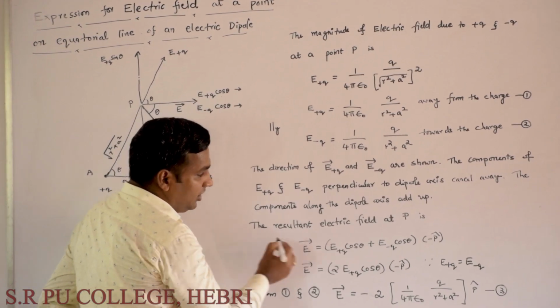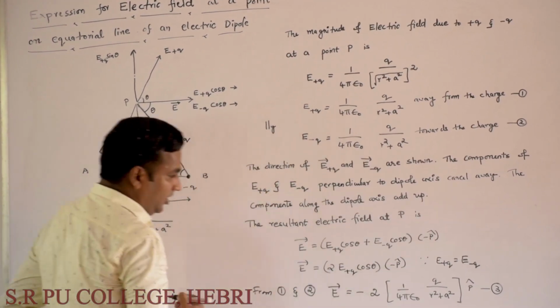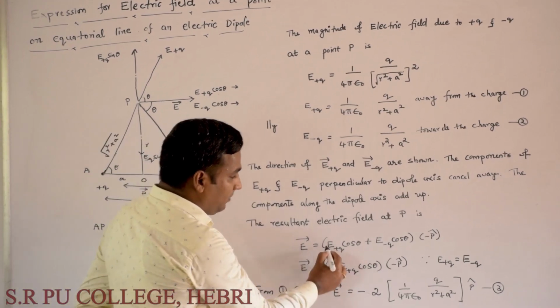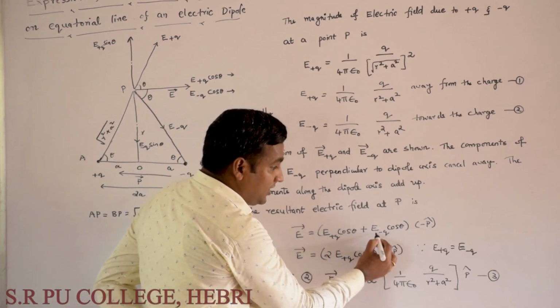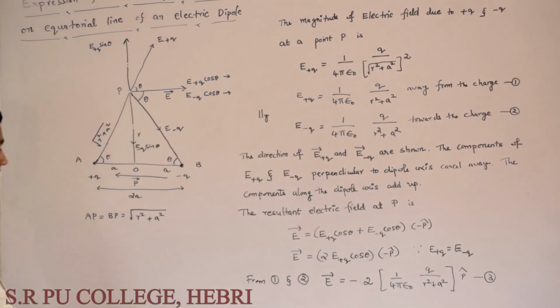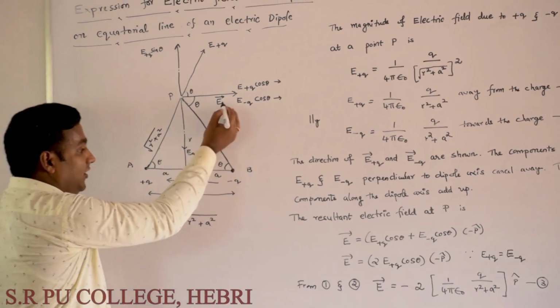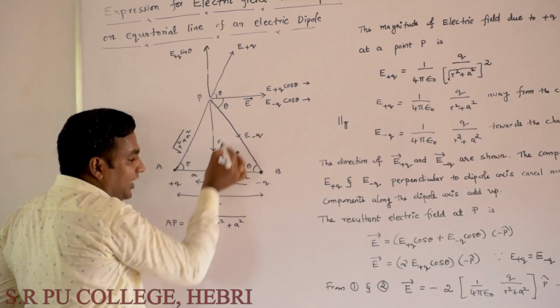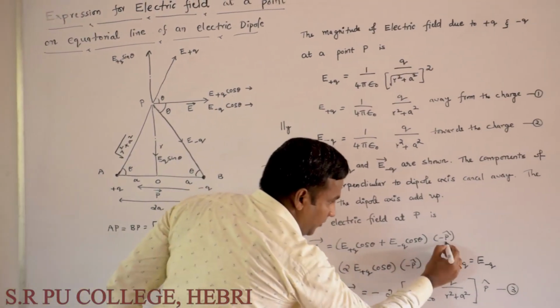That's why the resultant electric field at point P is E vector equals E plus Q cos theta plus E minus Q cos theta into minus p vector. Again, if you consider E vector and p vector, both are acting opposite, that's why this negative sign will come.